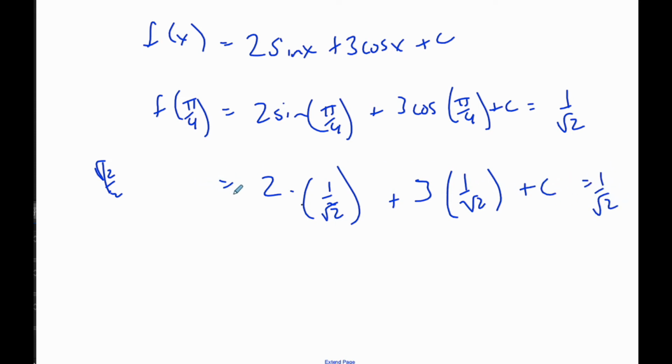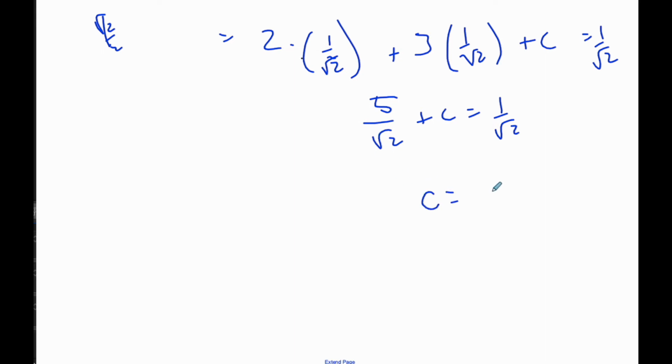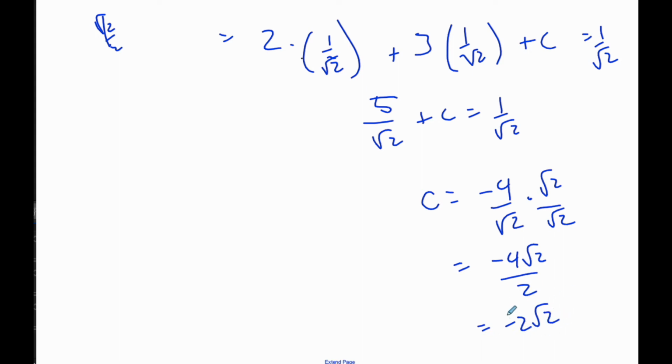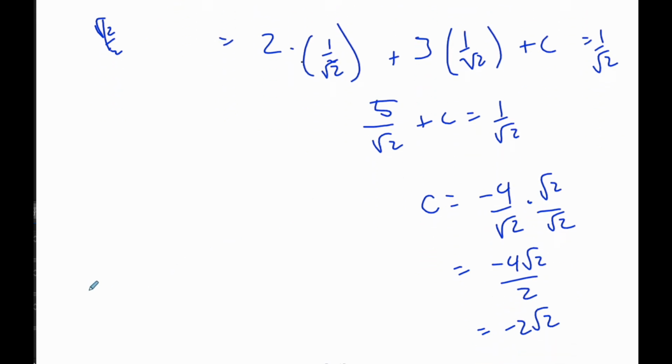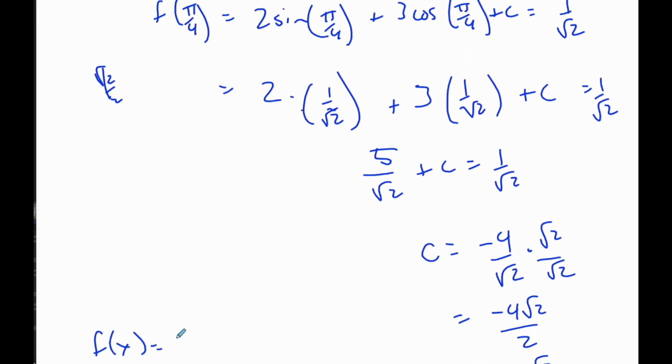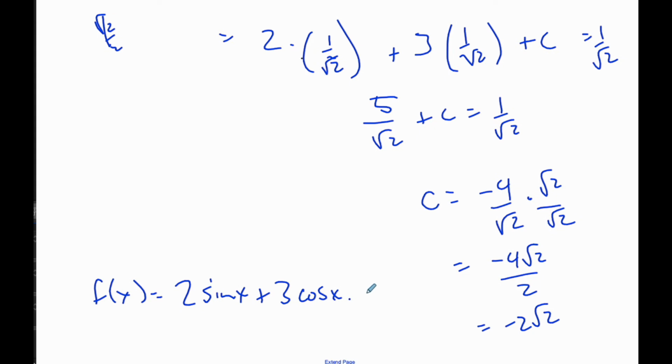Now one of the things you can do though is you can use your calculator for all this, and so you can do it this way, that way as well. And so when I do this, I have 5 over root 2 plus c is equal to 1 over root 2. Subtracting over, c is equal to minus 4 over root 2. Rationalizing it, I'm going to do this trick here, which gives me minus 4 root 2 over 2, which is minus 2 root 2. Again, you could use your calculator for that. And so I know my final function, f of x, will be 2 sine x plus 3 cosine x minus 2 root 2. And here is my final function.